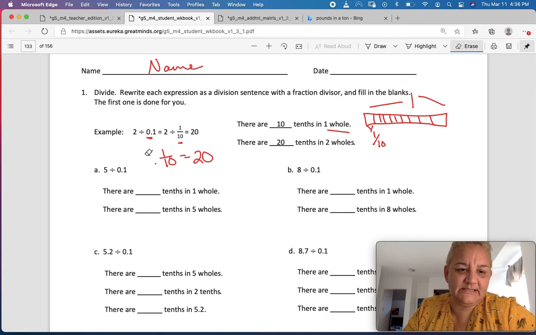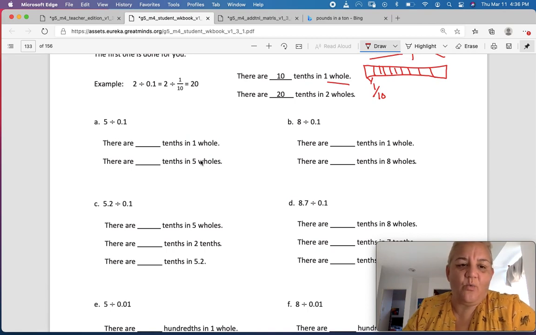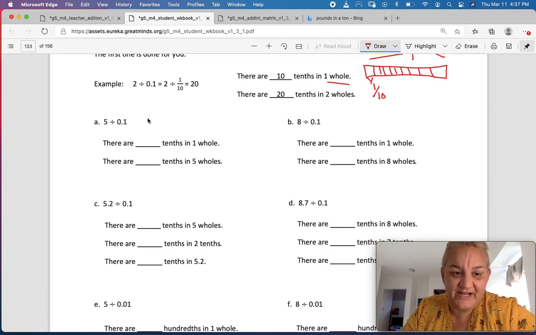I'm gonna erase this. That was our example. Now we're gonna go through it together. Okay, 5 divided by 1/10. So we are going to rewrite that as a fraction. 5 divided by 1/10, okay? And that equals what? Well, how many tenths are in a whole? 10. Okay, and so how many tenths would be in 5 wholes? 50. Okay, and your answer here is 50.